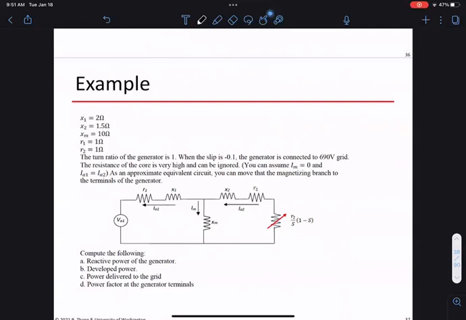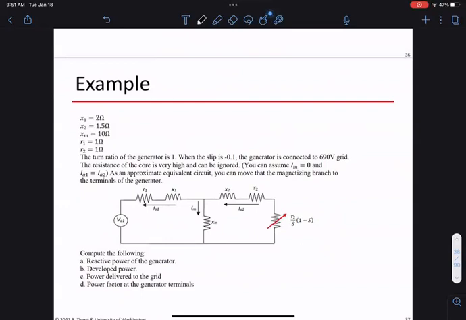It gives you what x1 is, x2 is, xm is, r1 is, r2 is. All these are standard parameters we have in here. The turn ratio of the generator is 1, meaning don't worry about the transformer. So we also assume the turn ratio of the generator is 1, and we're not going to worry about the transformer. The slip is negative 0.1, right? So that means you're generating, you have a negative slip.